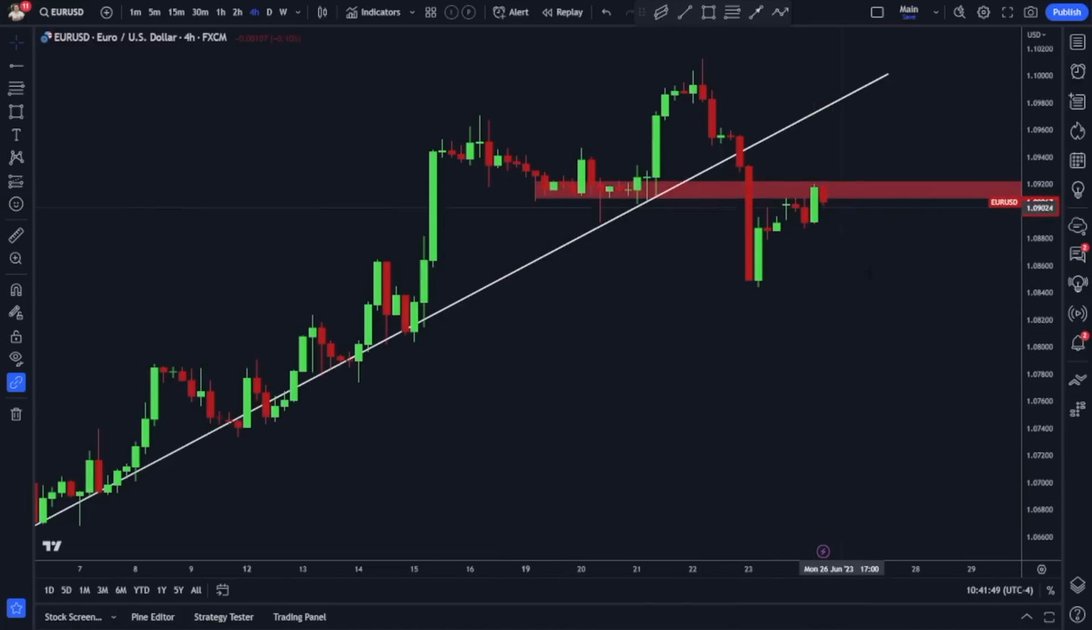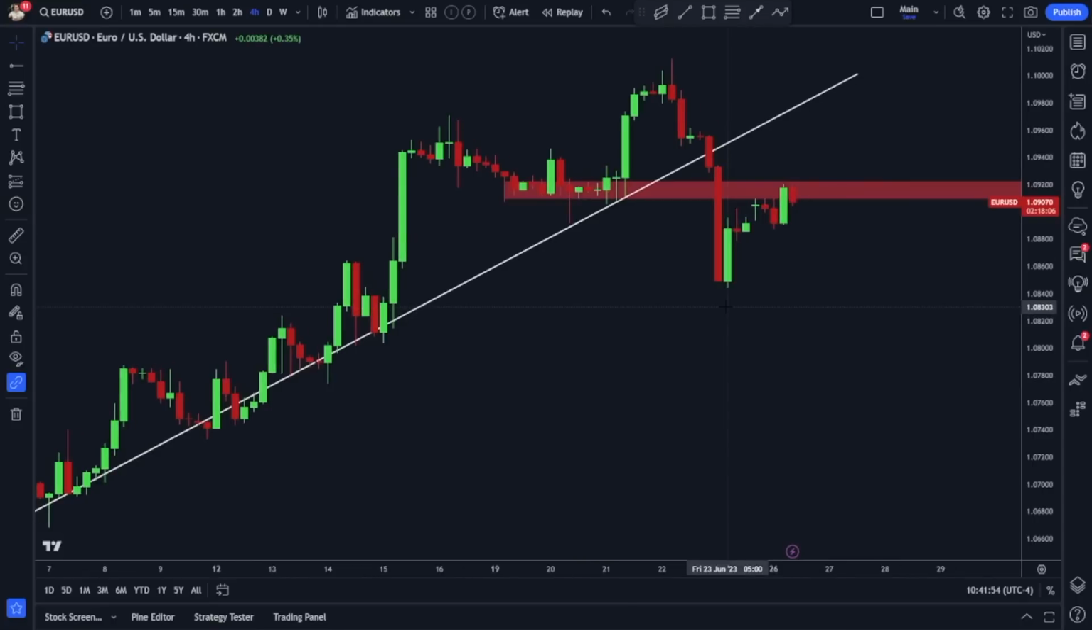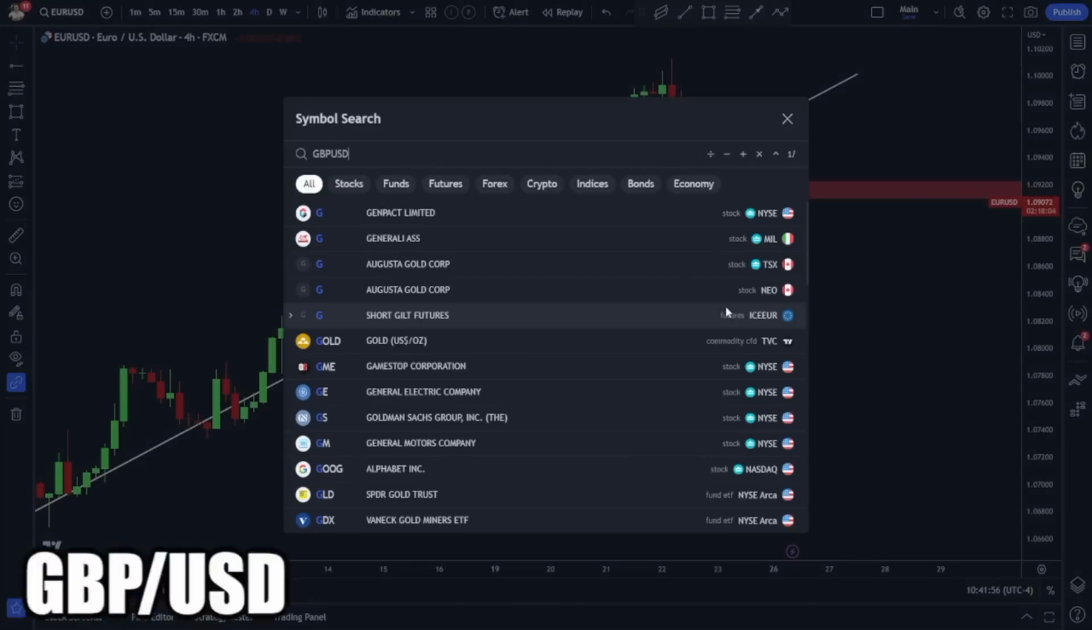My opinion, short term, looks like it has some resistance in this area. We could see movement to the downside in the shorter term. We'll keep tabs on this one. We'll take a look at the GBP/USD as well.